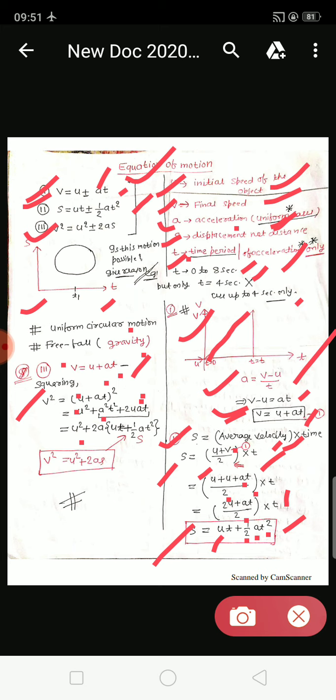If you take common from here, you see from this side, 2a I have taken common. Here the term is 2 into u into a into t, and 2a I have already taken common, so inside the bracket what remains is u into t. When you multiply both, it comes out to be 2 into u into a into t. 2 into a I have taken outside, so u into t remains inside.